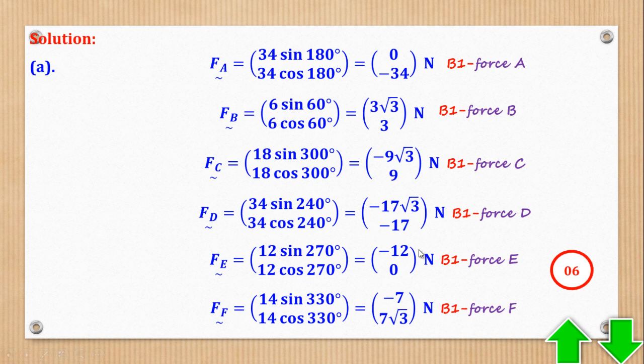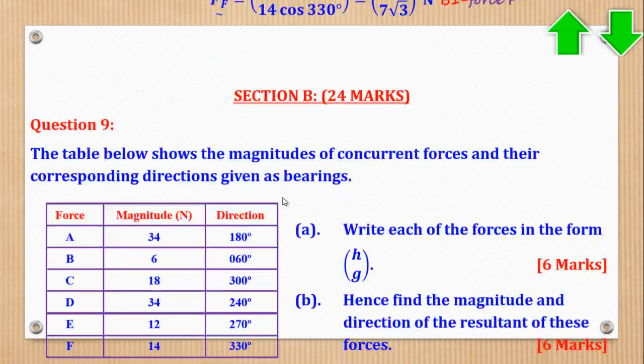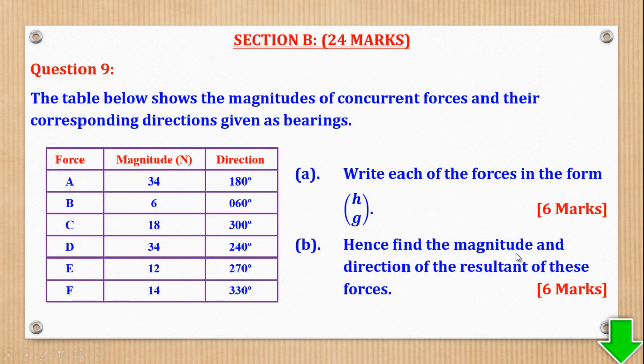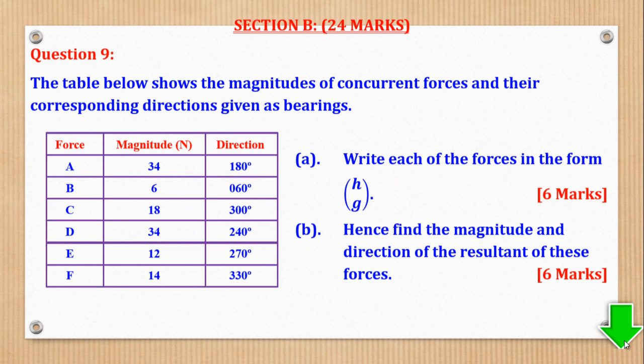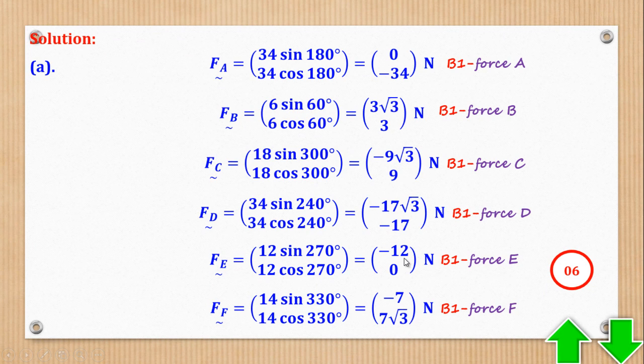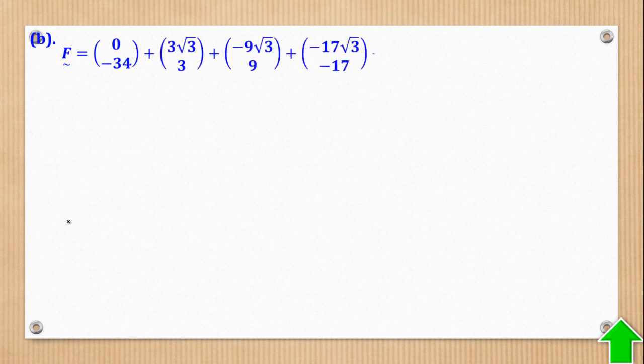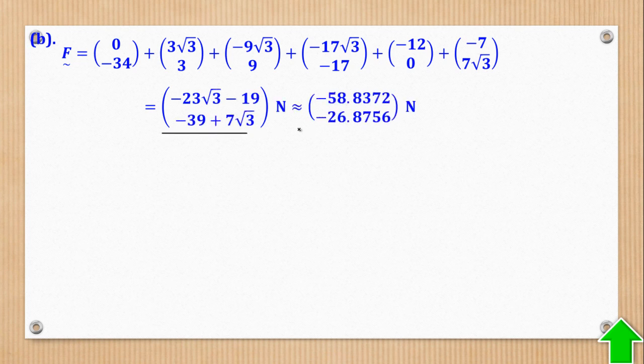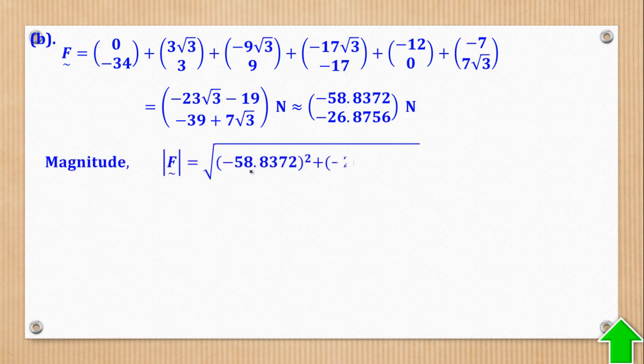Then part B says, hence, find the magnitude and direction of the resultant of these forces. So magnitude, first of all, the resultant vector is got by adding all the force vectors. When you add, you'll come up with this as the resultant. You can either write in surd form or in decimals, but decimals should be 4 decimal places and above. So magnitude will be this.